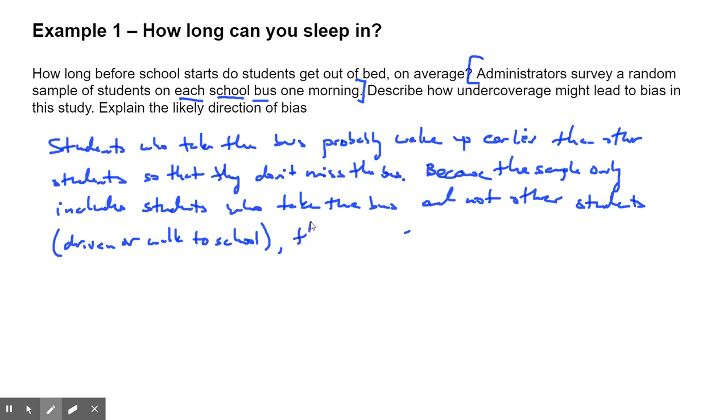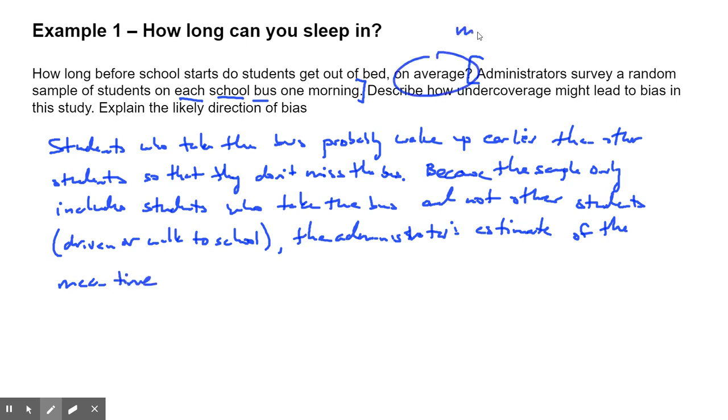the administrator's estimate of the mean time from the sample. Now we're talking about the direction. Notice I say mean because up here it says average, and that means mean. Remember, I talked about there are proportion problems and mean problems. This is a mean problem. Start shifting your mind to that type of talk. Is it a proportion problem or a mean problem?